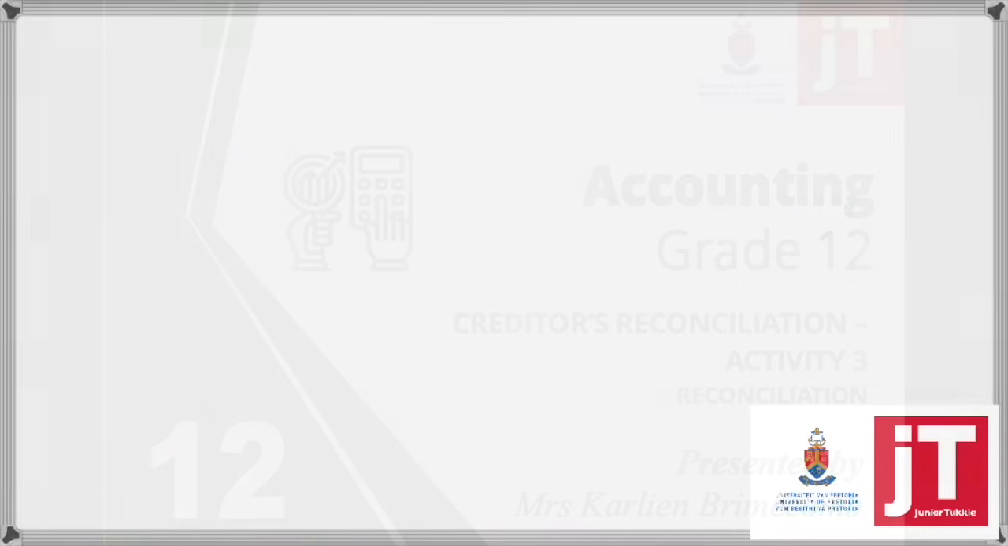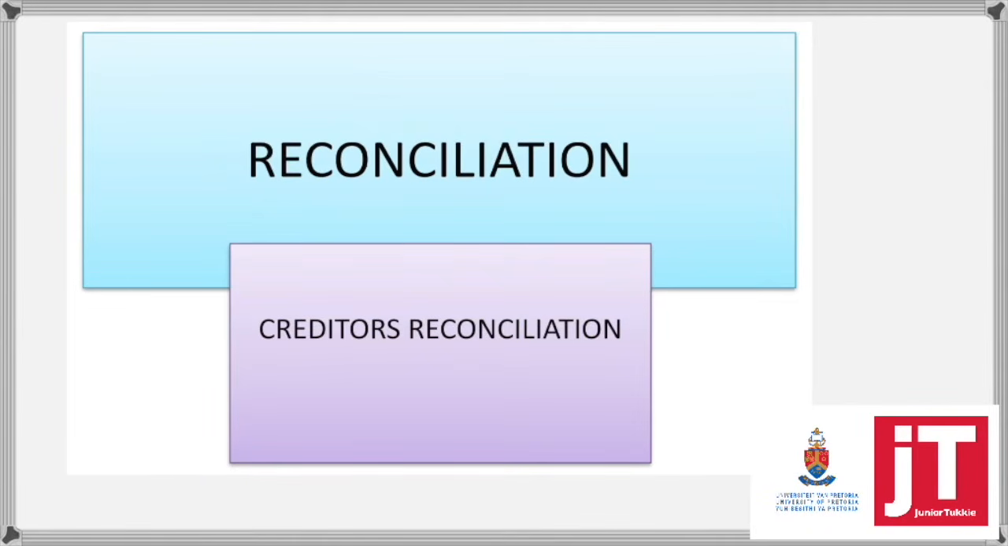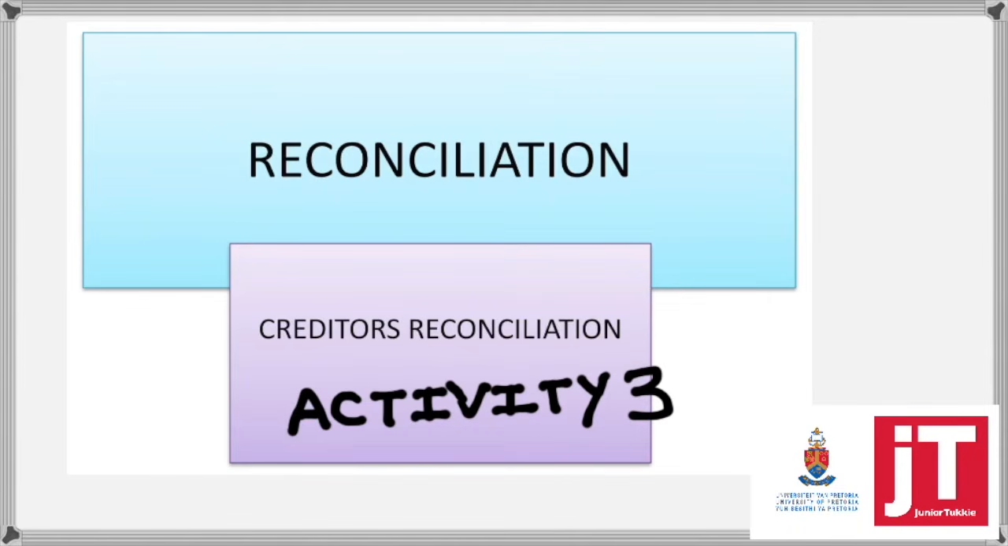We are going to look at creditors' reconciliation. In activity 1, our focus was receiving a statement from our supplier and comparing it to the creditor's ledger. In activity 2, the focus was on the creditor's control account must equal the creditor's list. Both those activities, we discussed each transaction in detail. In this activity, we are going to focus on how we would approach an exam question.